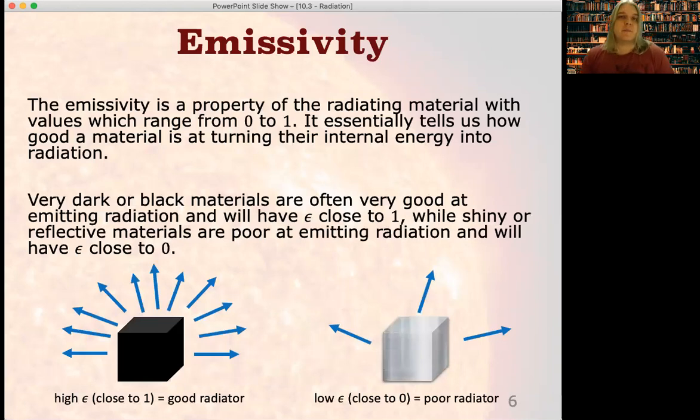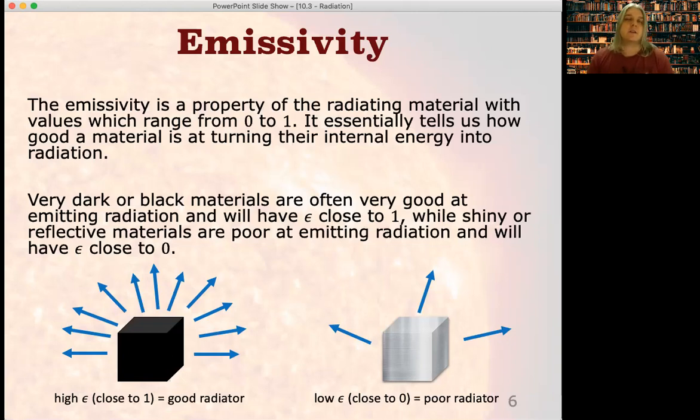So emissivity, that little epsilon term, that's the difference between two objects based on what they're made of. So you can have two identical objects in terms of their dimensions, their temperature, and so that would give us the same A, the same T, but if they've got a different emissivity epsilon, then they will have different rates of heat flow through radiation. And it's just a value that ranges from 0 to 1. So 1 is the maximum amount that it could give off, and 0 being giving off none. And it tells us how good a material is at turning their thermal energy, their internal energy, into radiation.